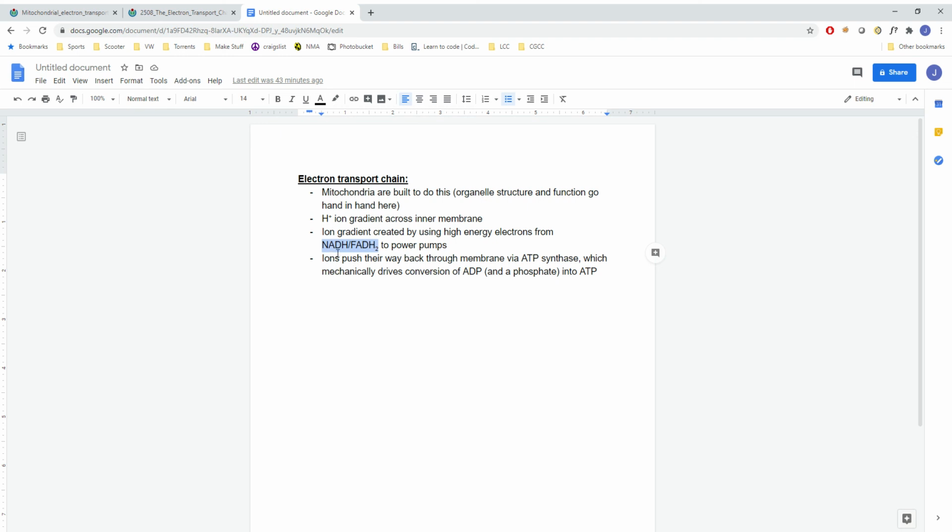And so they power those pumps, and then we have that gradient, we have that area of high concentration and low, and so the H pluses, which are getting pushed into the area of high concentration, want to push their own way back into the low concentration. And so they do that through ATP synthase, which uses that force to crunch a phosphate and ADP into ATP. So that's kind of the takeaway here.